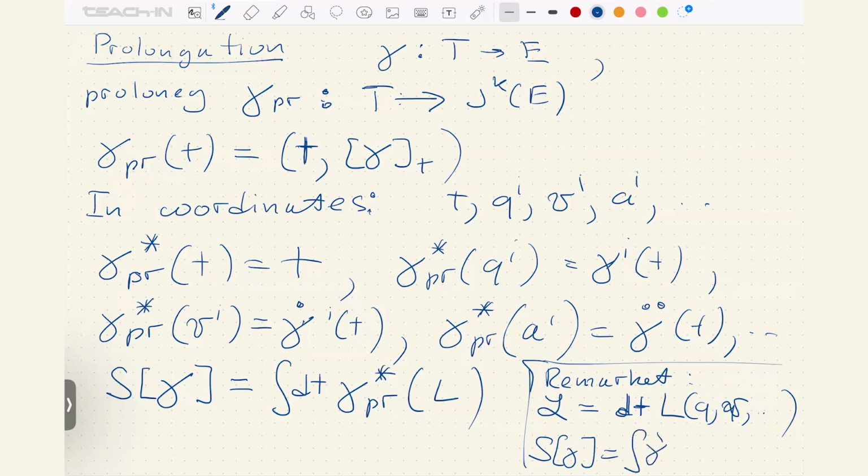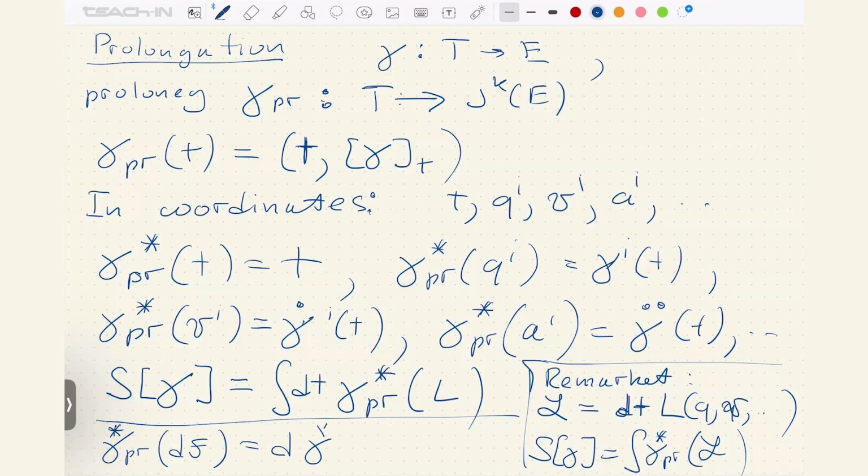So you get gamma star prolonged of curly L. Of course, what I forgot to say is why pullback is so nice: it also extends to differential forms. You can just do it by prescribing the following. Gamma star of, well, for instance, let's talk about this concrete thing, applied to df is just d applied to gamma star prolonged f.